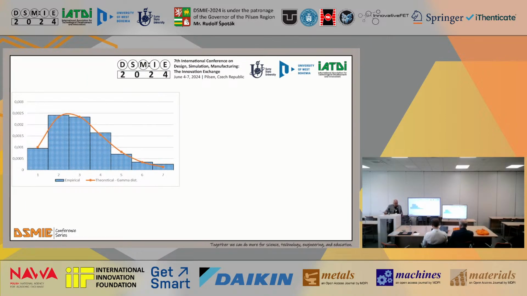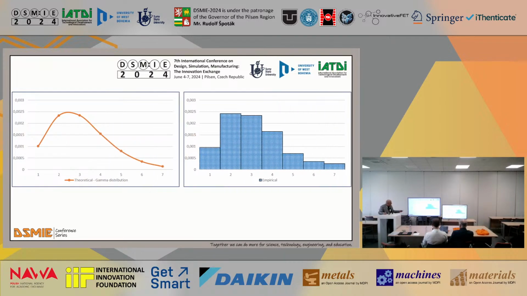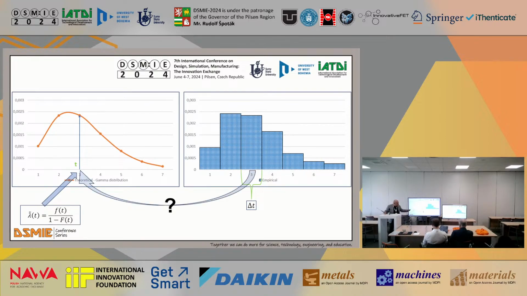The next problem: theoretical failure rate refers to a specific time. Here we have a histogram, empirical data, and a theoretical distribution law. The theoretical distribution failure rate refers to a certain time. But when we talk about empirical distribution, we have intervals, and the question arises which exact time from this interval we should take to compare with the theoretical failure rate.